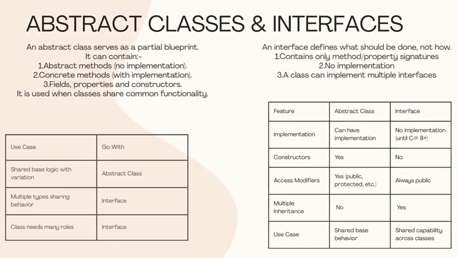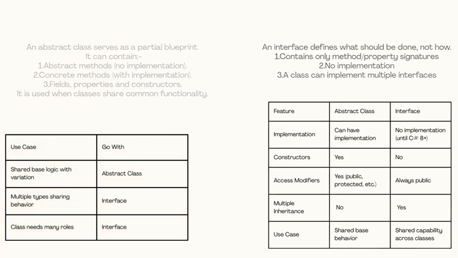Abstract classes are partial blueprints. They can have implementation. Interfaces define contracts without implementation. Use abstract classes when behavior is shared, and interfaces when multiple classes need to follow the same rules.